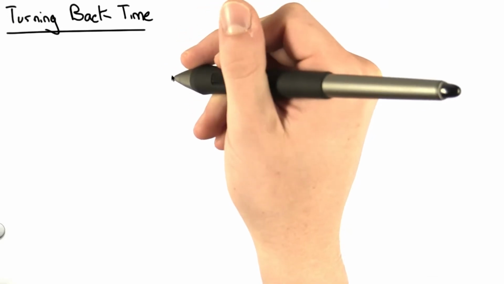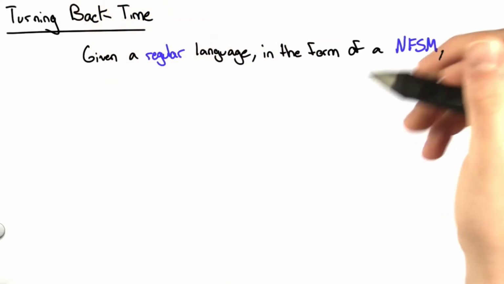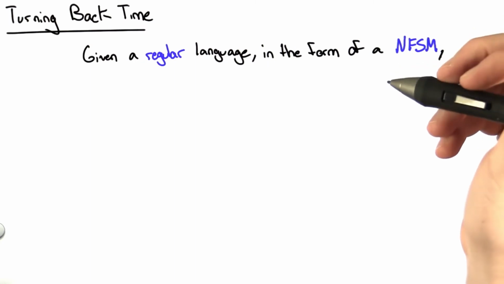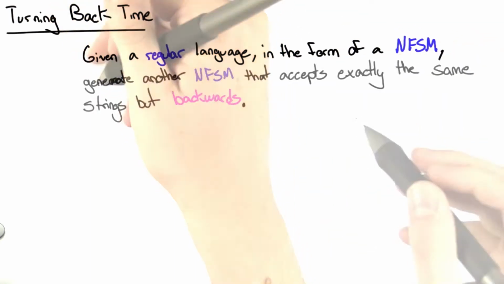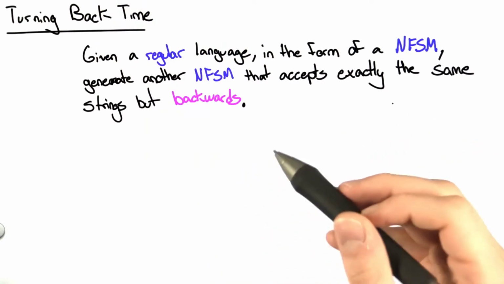In this final exam problem, we are given a regular language in the form of a non-deterministic finite state machine, and we want to construct another non-deterministic finite state machine that accepts exactly the same strings but backwards.